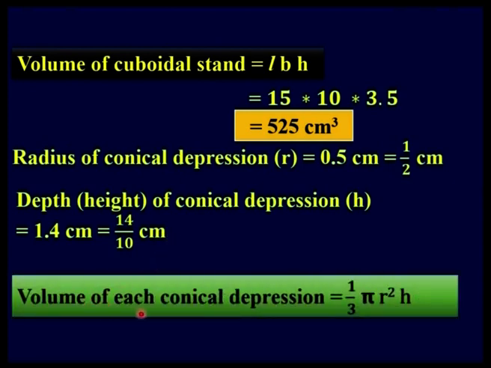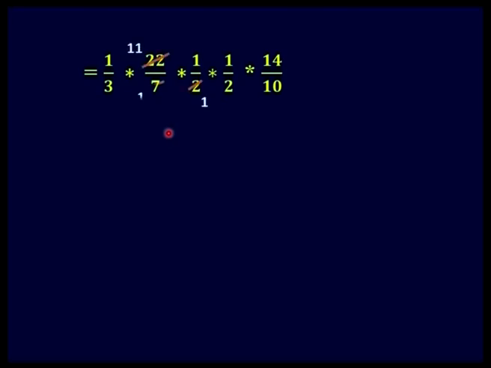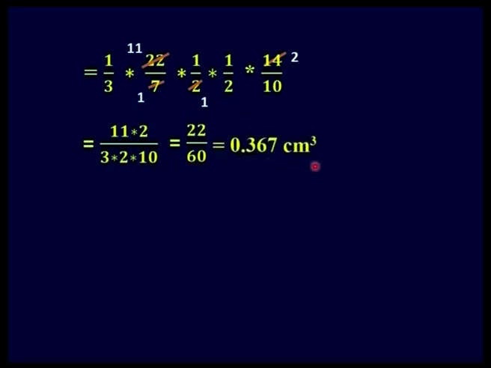Now, children, the volume of each conical depression, it is in the form of a cone. So, the volume of cone formula 1 by 3 pi r square h. Now, substitute the values. 1 by 3 pi value 22 by 7, r means the radius 1 by 2 into 1 by 2, that is r square, height 14 by 10. Now, observe the cancellation, children. Here the 2 ones are, 2 11s are, 7 ones are, 7 2s are. So, here numerator terms 11 into 2, denominator 3 into 2 into 10. So, 11 into 2 is 22, 3 into 2 into 10 is 60 and the answer is 0.367 centimeter cube.